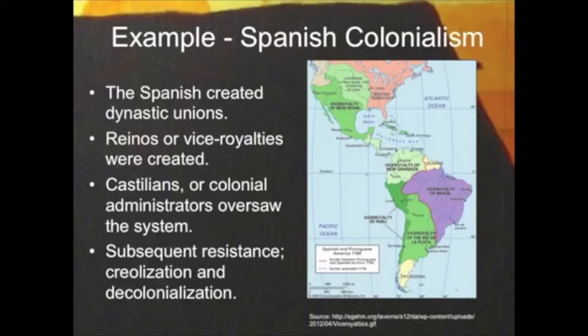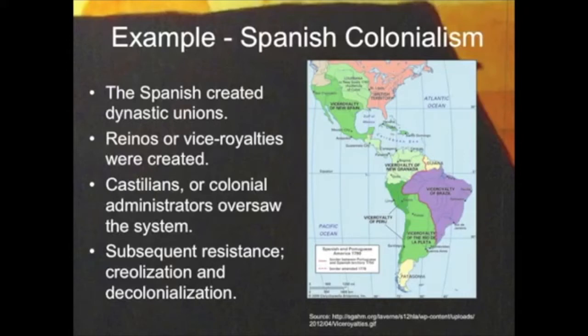The first concept, this idea of the development of reinos or vice-royalties, is important for understanding how that dynastic union was woven together or bound together within an imperial system. So a reino or a vice-royalty was important for territorial reasons, but also governance. We see reinos such as New Spain, Peru, New Granada, and Buenos Aires, all of these as being important building blocks for Spanish imperialism in the Americas.